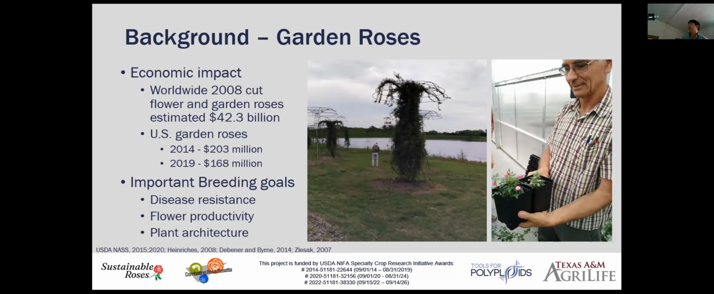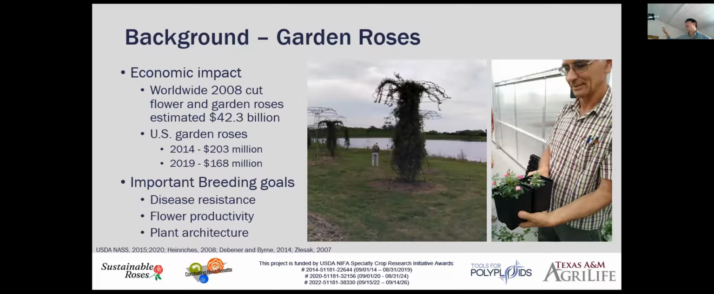And talking about plant architecture, just look at these two pictures. Dr. Bird on the right is holding some miniatures that we found in the greenhouse out of some, I can't remember if it was a mapping population or just general breeding stuff, but we found some miniatures. And that's him in the picture on the left up in Chambersville, standing next to these climbing monsters.